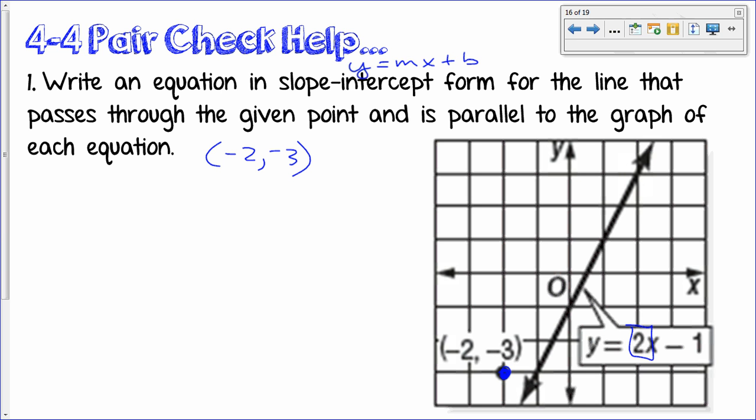Okay, so if that slope is 2, then the slope of my other line is going to be what? Parallel, so 2 also, right? What can we start out in? What do I have? I got a point, I got a slope, right? So I go y minus 3.